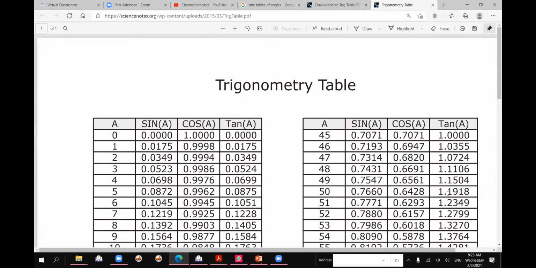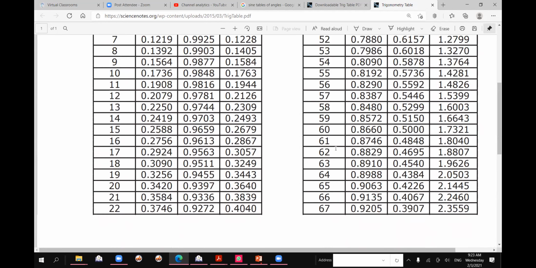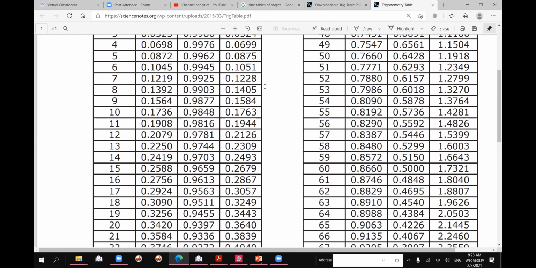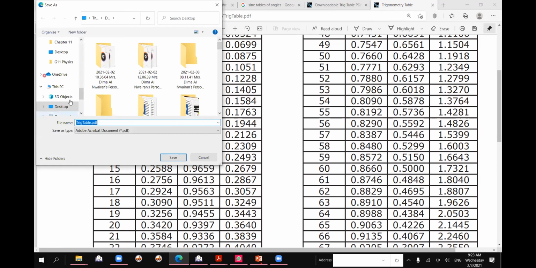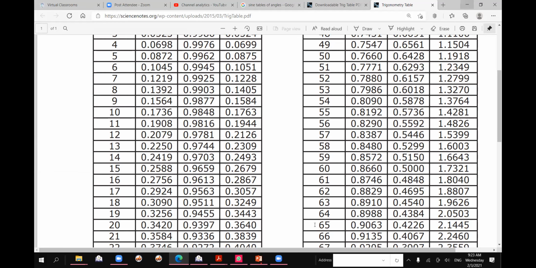And so on. Okay, I will send you this table on WhatsApp later on, if you like, to understand the values. Yes, thank you, teacher.